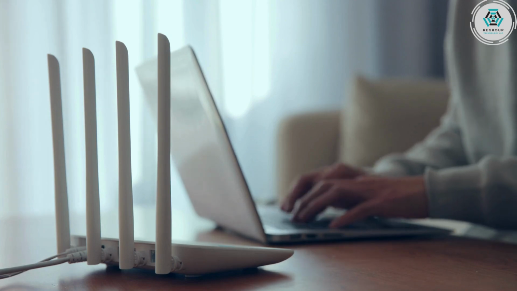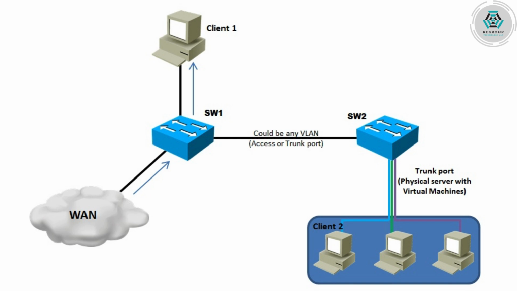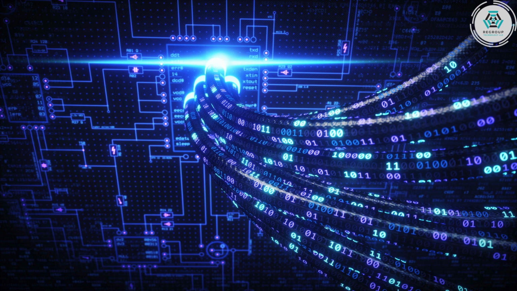Switches operate at the data link layer, Layer 2, of the OSI model but can also provide Layer 3, network layer, functions. They support features like VLANs, trunking, and port mirroring, making them essential for managing and segmenting network traffic in both small and large networks.